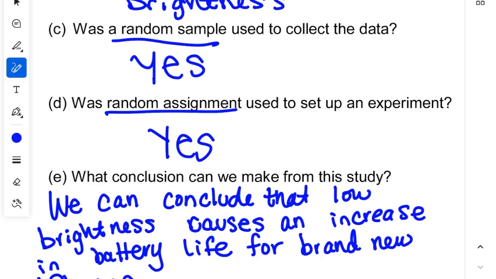And we actually have to limit it only to this store because the random sample came from that one store. If the random sample came from all iPhones, then we could say all iPhones. But since it only came from that store, then we'd say for brand new iPhones at this store. So make sure to add that detail in there, because that's our population.